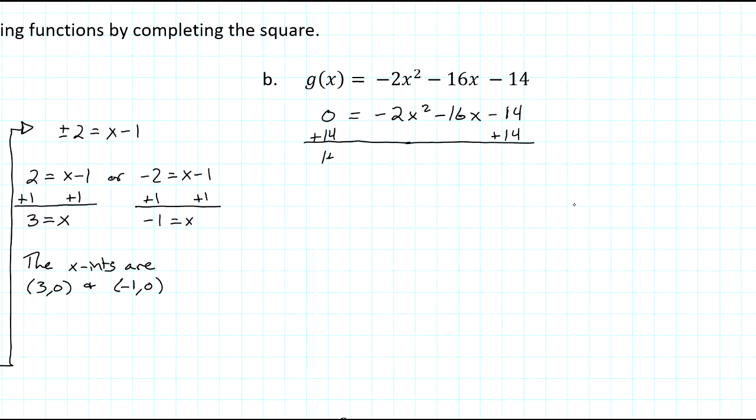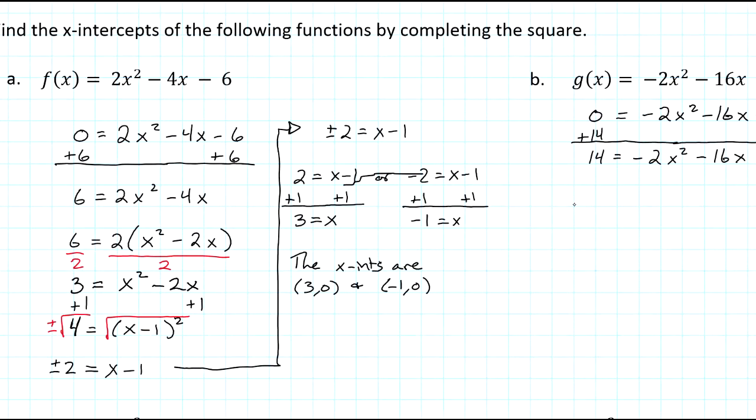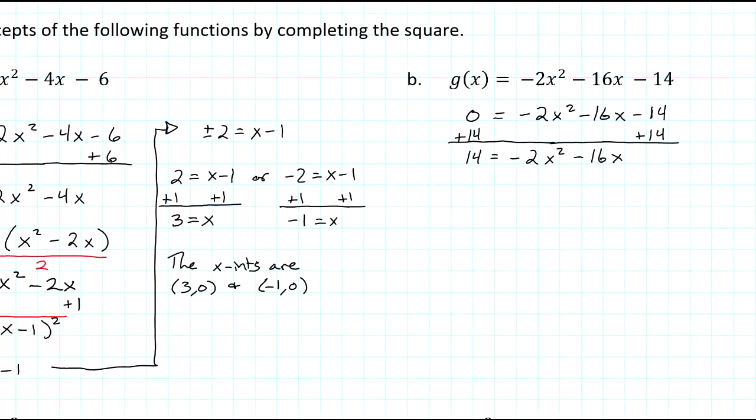So I have now 14 equals negative 2x squared minus 16x. And to complete the square, we want to factor that negative 2 out first. So I'll say 14 equals negative 2 times x squared. Now when I factor a negative out, that middle minus becomes a plus. Be really careful with that. Easy thing to miss. x squared plus 8x now.